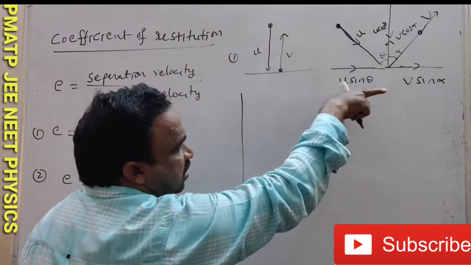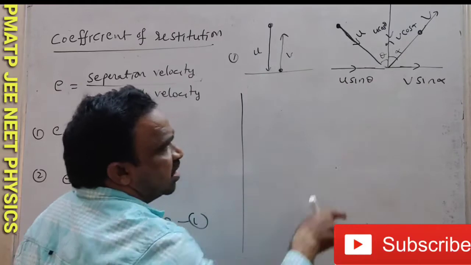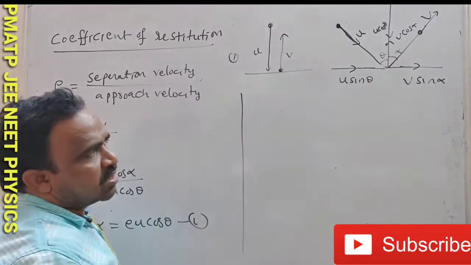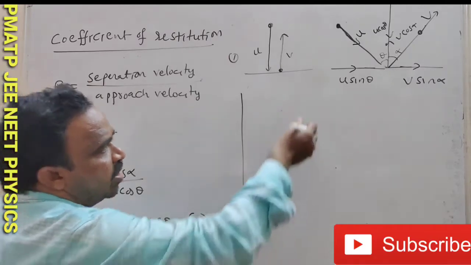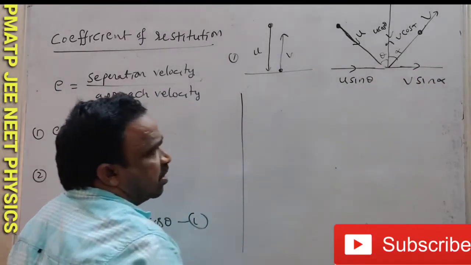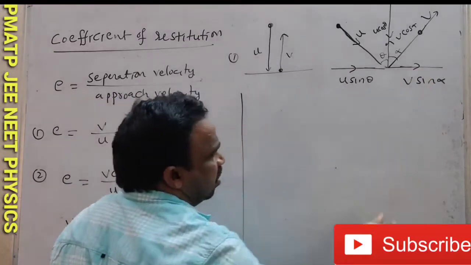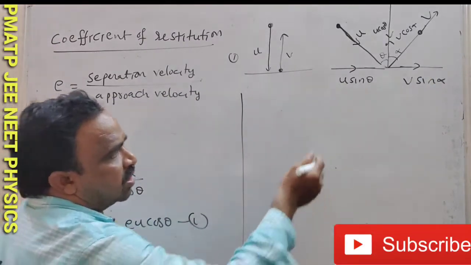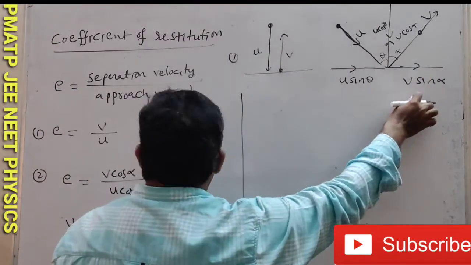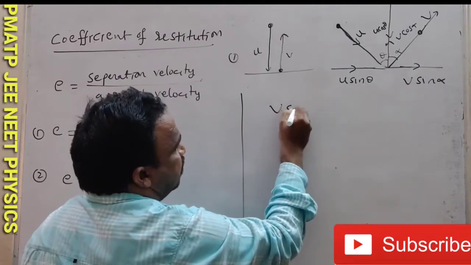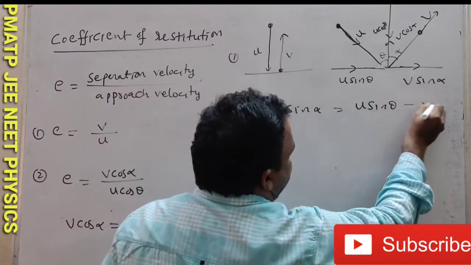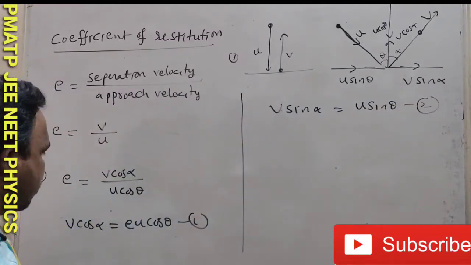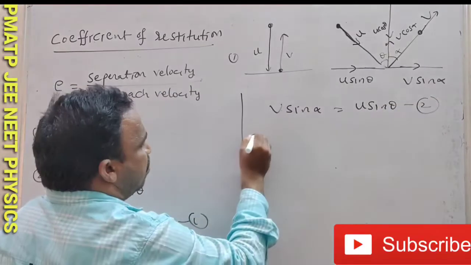Similarly, along the tangent direction, along the surface direction, no force is acting. So no force acting, no momentum change. So momentum before collision is equal to momentum after collision. That is, the component of velocity before collision is equal to the component after collision. So v sin alpha is equal to u sin theta. This is equation 2. Now square and add 1 and 2.